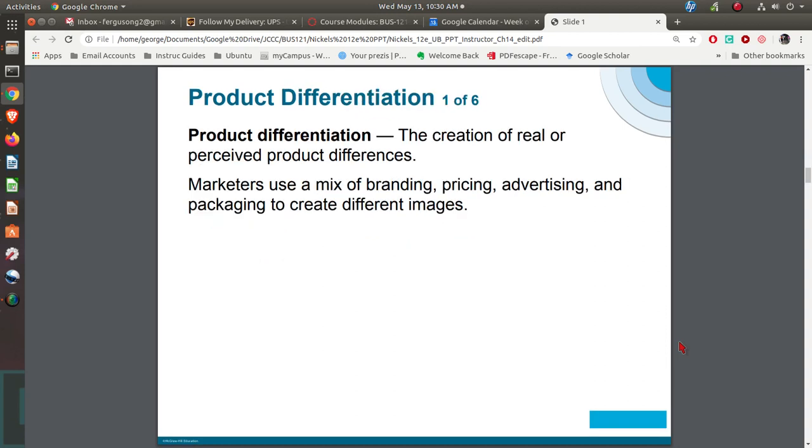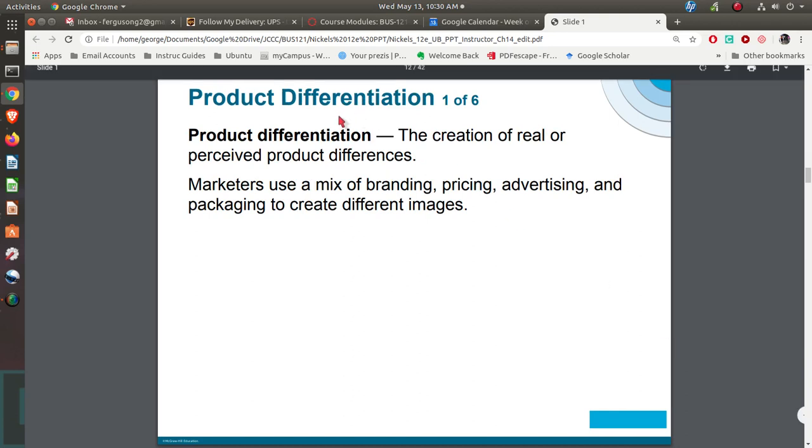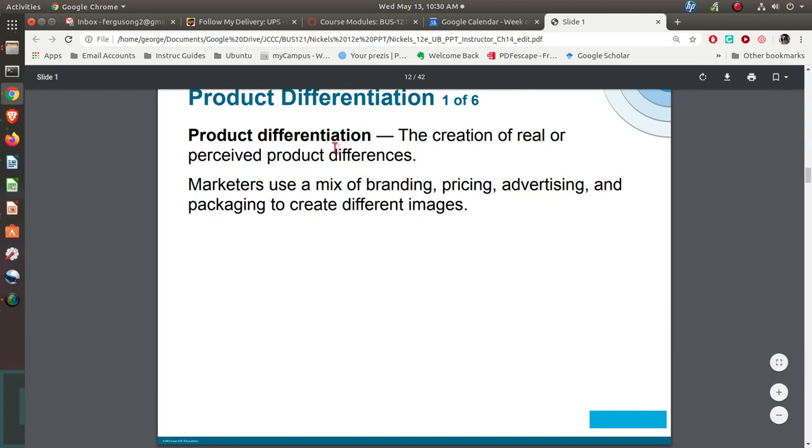One of the things that we're really trying to do with our product and with our marketing is provide differentiation. In other words, how are we creating some sort of difference between us and the competition in the eyes of the consumer?